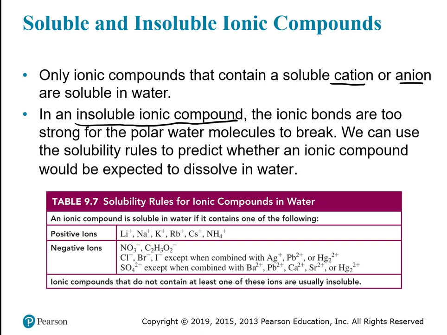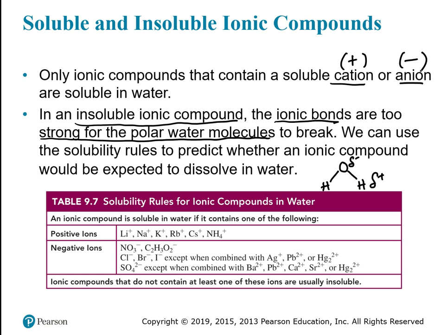Insoluble ionic compounds, ones that will not break apart in water, have ionic bonds stronger than the polar water molecules pulling on those ions to come apart. So remember, water has the partial positive and partial negative charge, and that's how it can interact with cations and anions. Cations are positively charged and anions are negatively charged. If the draw from the positive end or the negative end of the water isn't enough to help that ionic compound break apart, it's going to be insoluble.